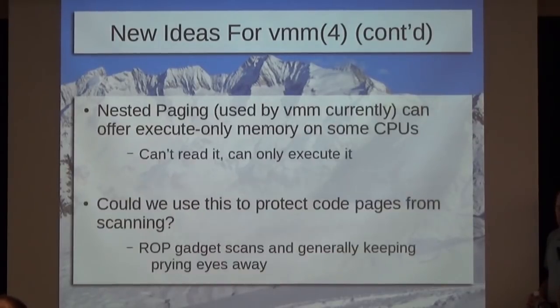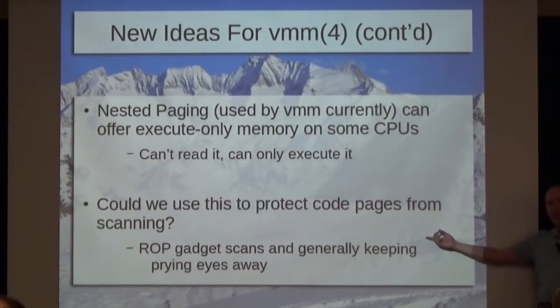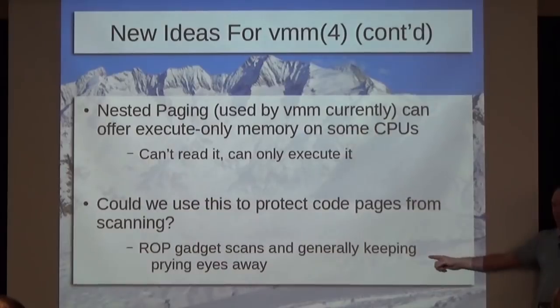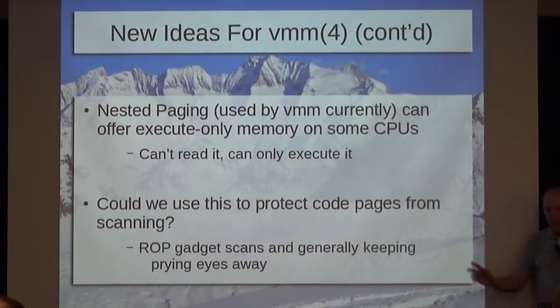But what we thought was, well, we have nested paging, and that's what VMM uses. On some Intel CPUs, you can configure the page permissions to be execute only. And what this means is you can create a page of memory that can only be executed but can't be read. Now, how does that help you? Well, could we use this to protect pages from scanning? So is it possible to use this to help defeat some kinds of things like this, like scanning for gadgets, and generally just not allowing people to do things that they shouldn't be doing?